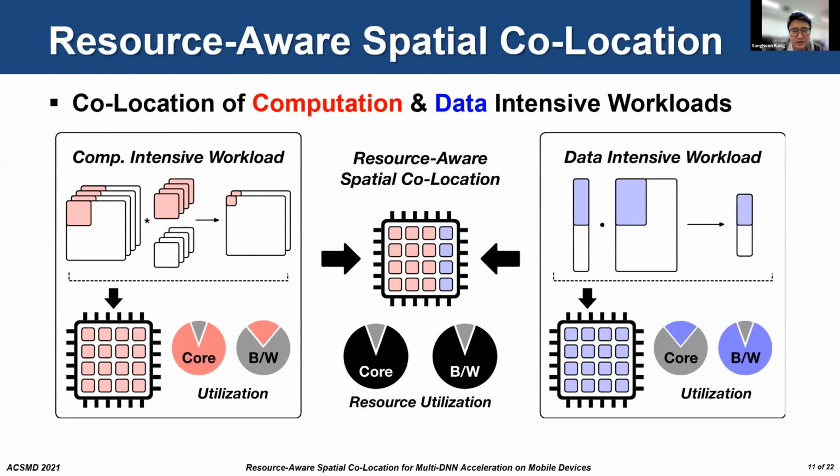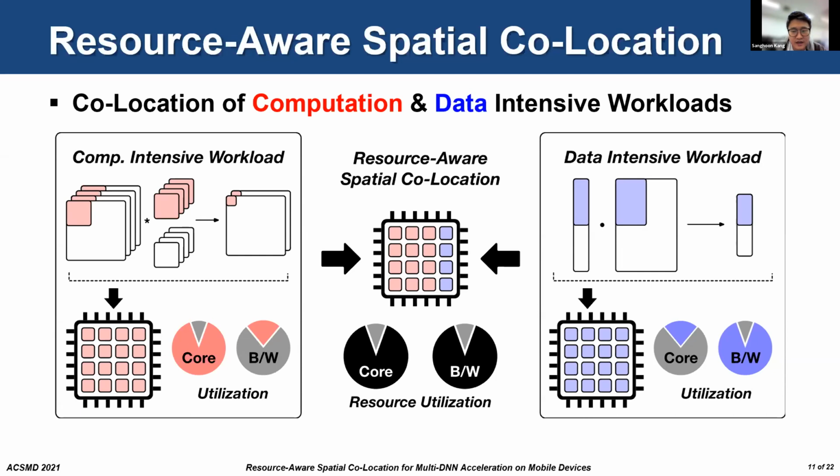Based on the proposed target MPU architecture, this work proposes a resource-aware spatial collocation. It tries to tackle a load imbalance problem suggested at AIMT. When accelerating multiple DNNs, if all of the cores are allocated to computation-intensive workloads, the MPU's bandwidth will be underutilized. On the other hand, on the right, when running a data-intensive workload, because of the memory bottleneck, even though all the cores are allocated to the workload, the core utilization will be low.